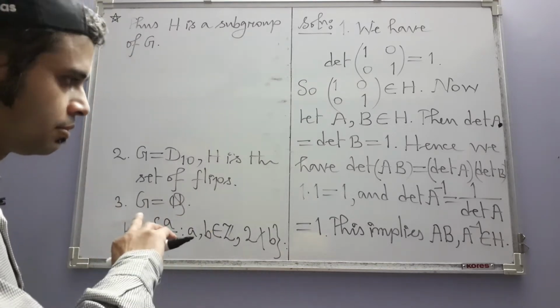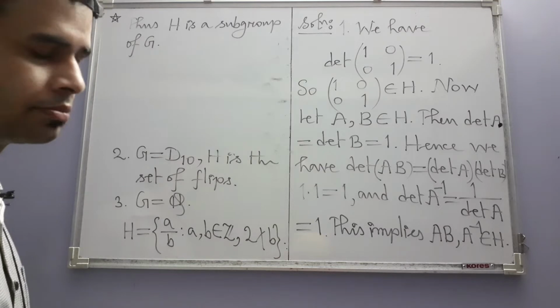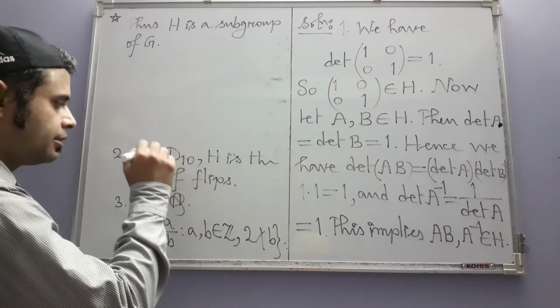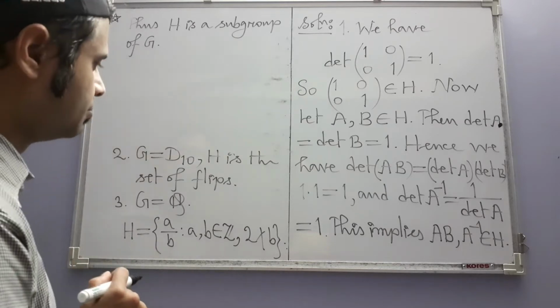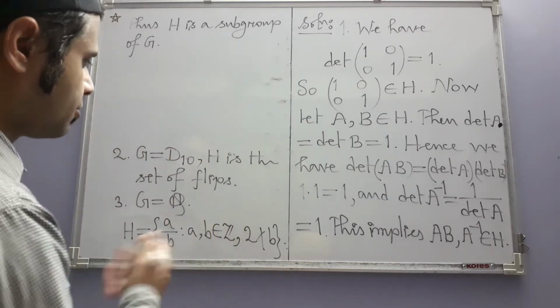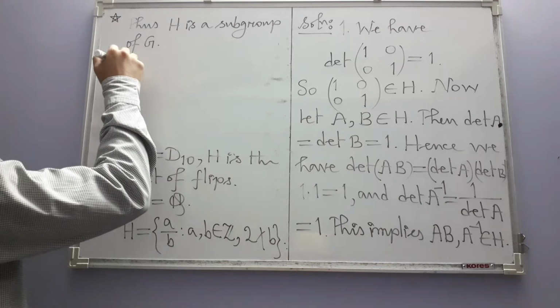Any flip actually does something. So that's why the identity in G is not in H, simply because it is not a flip. And that is why H is not a subgroup of G.